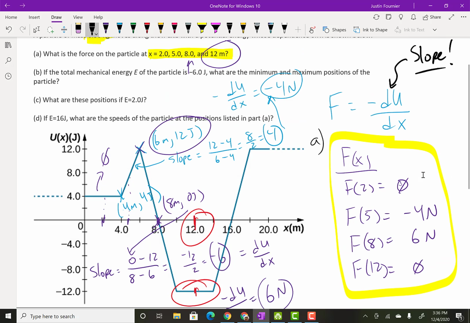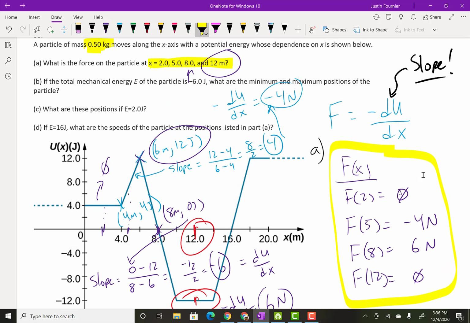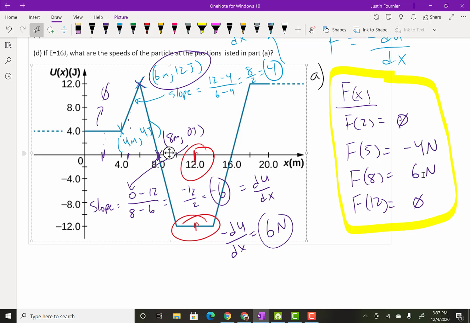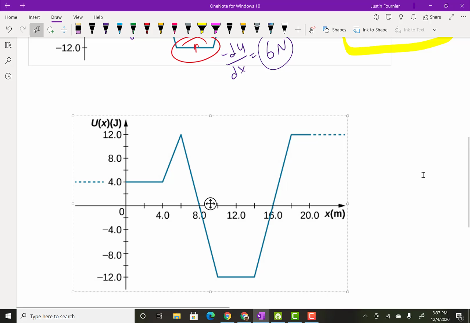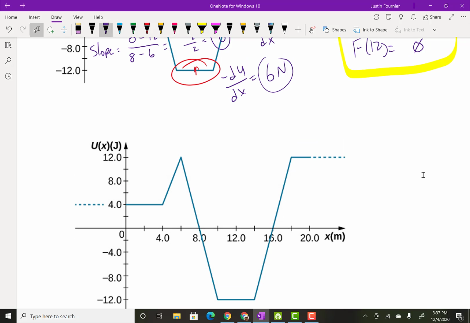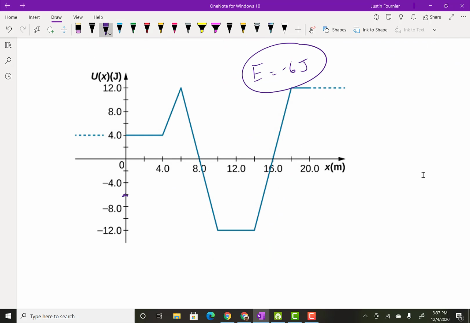Okay, for part B then, part B says if the total mechanical energy of the particle is -6 joules, let's get rid of that. So the total energy is -6 joules. What are the minimum and maximum positions of the particle? Okay, so I think I'm going to copy this and paste it down here just so I got a clean thing here. So they're saying that the total energy is -6 joules. Well, what that -6 is down here, right?